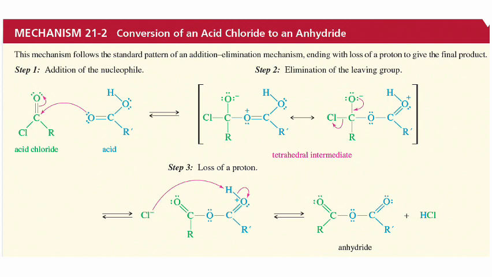So in the mechanism, the first step, we take the carbonyl oxygen and it attacks the carbonyl carbon of the acid chloride. Now this step looks counterintuitive, but remember that if I were to draw a resonance structure of that carboxylic acid, the resonance structure would put a negative charge on the carbonyl oxygen.